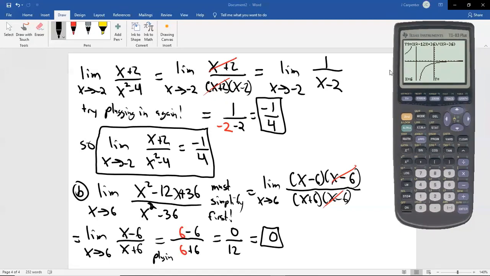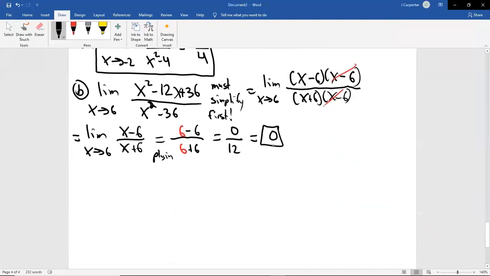So over here at the -6, though, that's a vertical asymptote because that factor did not cancel, so it's not a hole, it's an asymptote. All right, C. Let's do another.